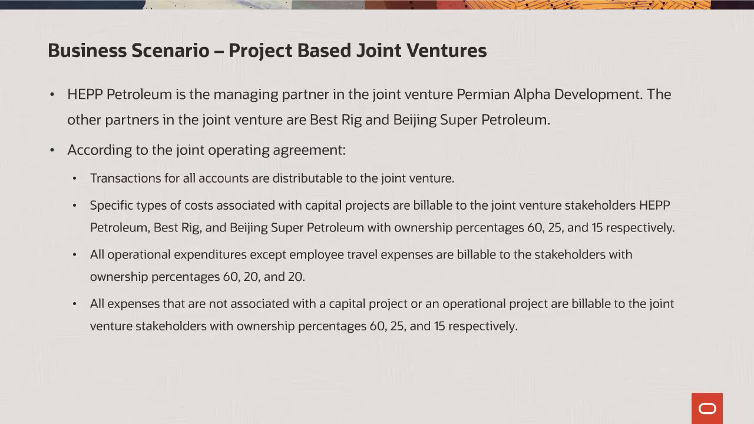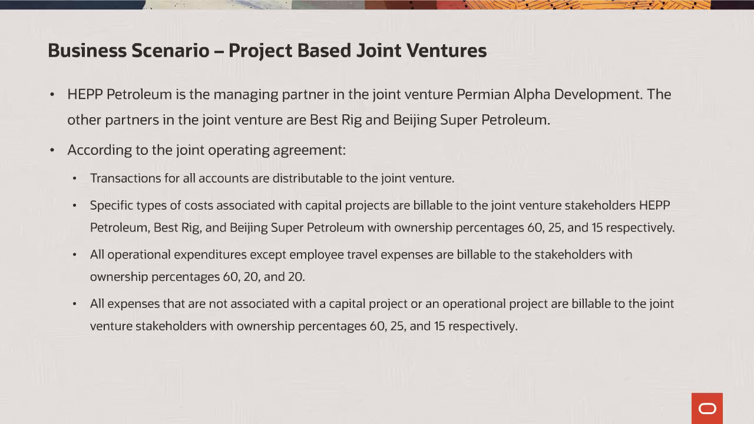Let's look at a business scenario at HEPP Petroleum. HEPP Petroleum is the managing partner in the joint venture Permian Alpha Development. The other partners in the joint venture are Best Rig and Beijing Super Petroleum. According to the joint operating agreement, transactions for all accounts are distributable to the joint venture.